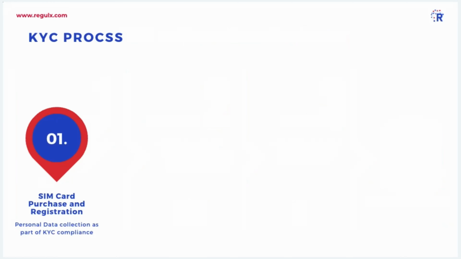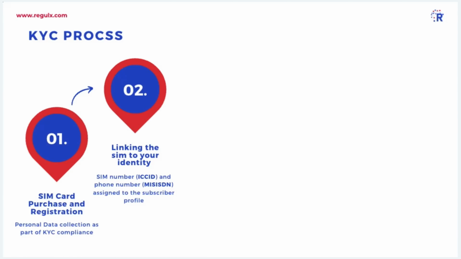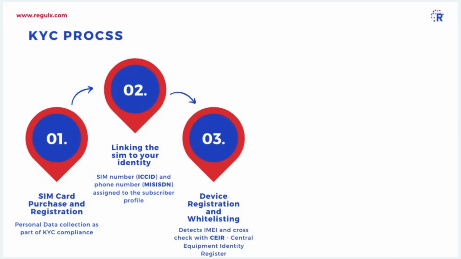So once you buy a SIM card from a shop, and they gather your personal data as part of this KYC compliance, they link the SIM card that you purchased with your profile. So they link the SIM number and your phone number with the profile, using the personal information the subscriber provided. The third step consists of device registration.